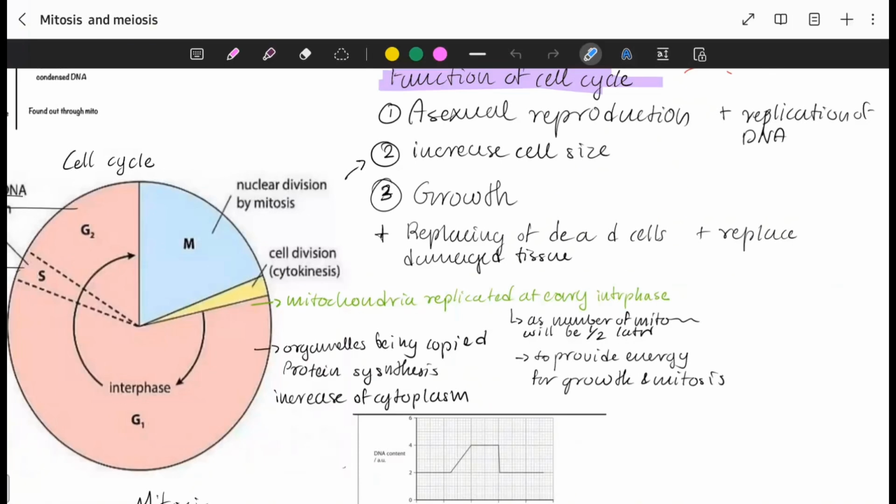In interphase, organelles are being copied, protein synthesis occurs, and there is an increase in cytoplasm. Mitochondria are also replicated during interphase, so that when cell division occurs, the number can be halved and still provide enough energy for growth and mitosis.